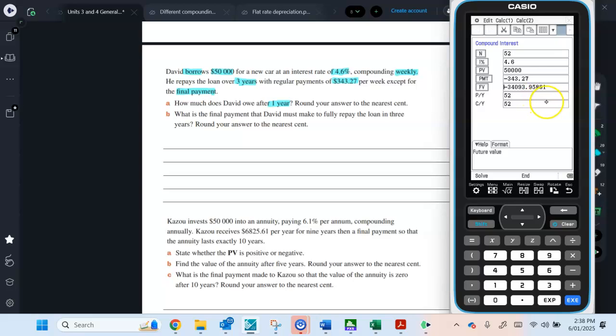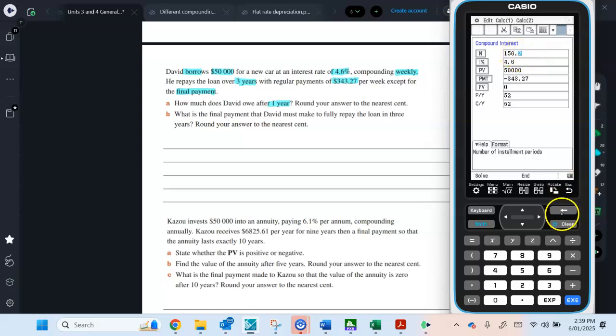What is the final payment that David must make to fully repay the loan in 3 years? Round your answer to the nearest cent. If I make that like I did before, we want the future value to be 0, and I change this to what we want to calculate. Notice how it's 156 months. If I did 156, see how we got all this, it is pretty close to 156, isn't it? But it's going to be slightly off.